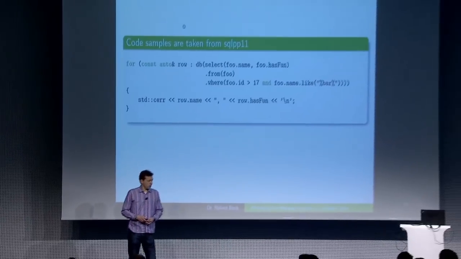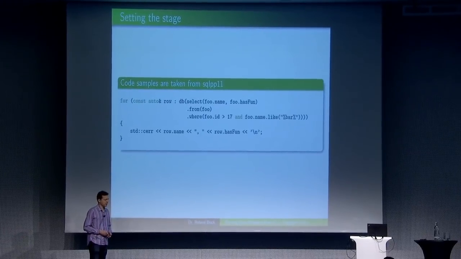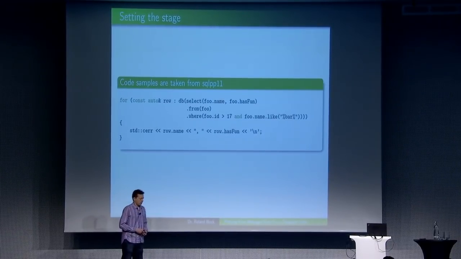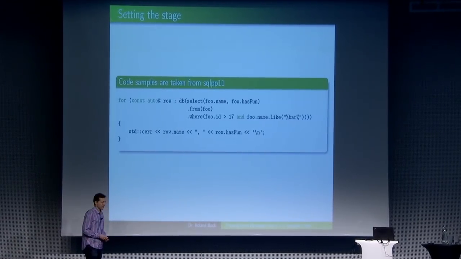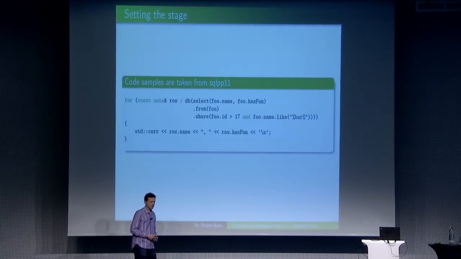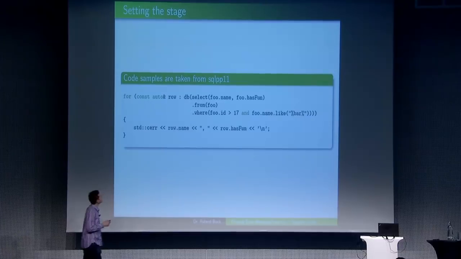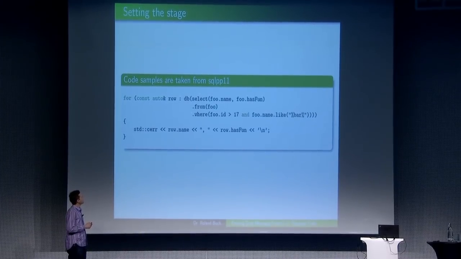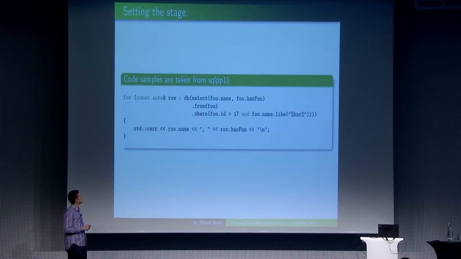All the examples that I'm giving are from a library that I presented yesterday. It's called SQL++11. This is the only introduction slide, so I'm not going to repeat the talk, obviously. But it gives you an embedded domain-specific language for doing SQL in C++. Looks like this. So you have a select statement, and you have some table foo that has columns name and has fun. And so you can pretty much write normal select statements as you would in SQL. You can do that now in C++.